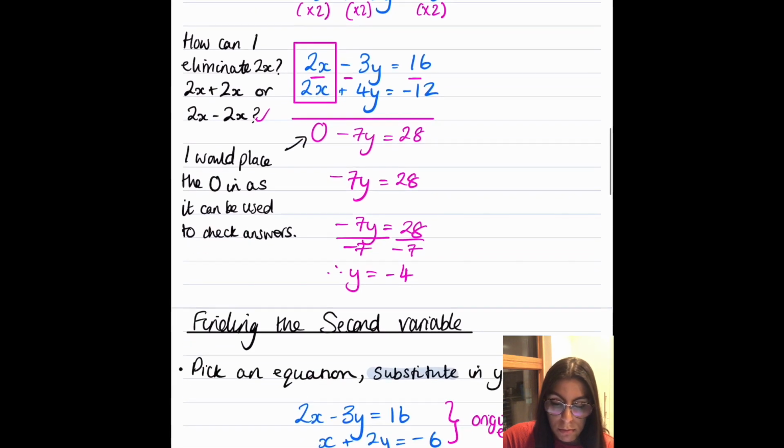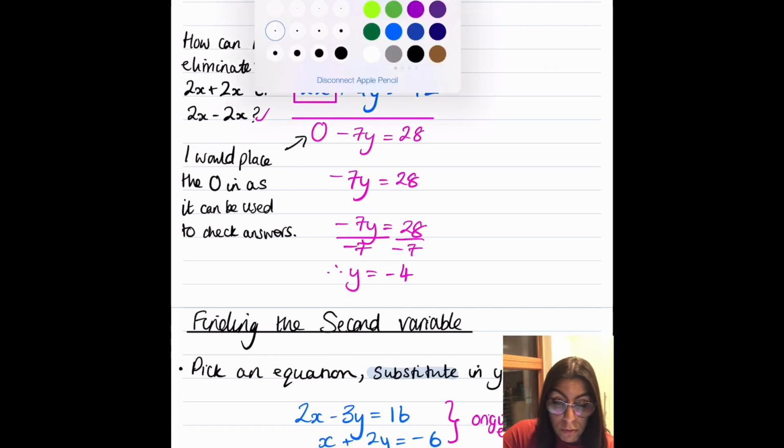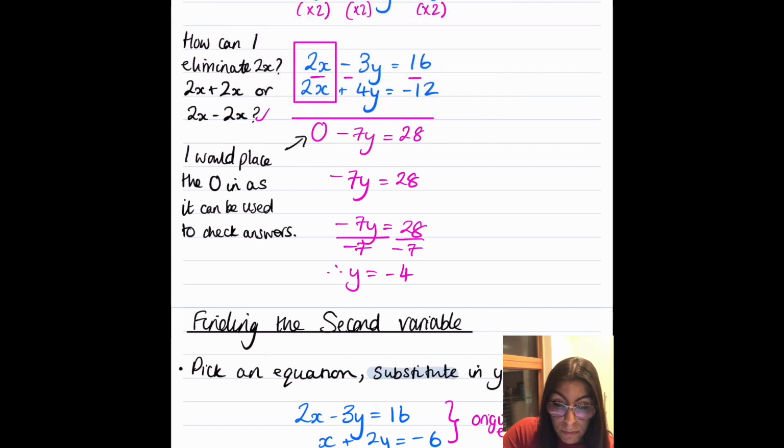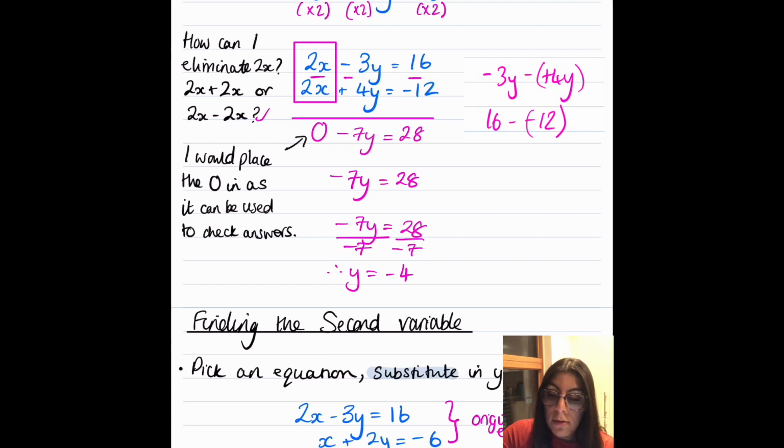In this case, I've just done it the way it's written, so 2x, take away 2x is 0, filled it in, minus 3y minus positive 4y. That might be something that you might be encouraged to write out. So you might want to write out minus 3y minus positive 4y, just so that you can see what signs you have, so you can deal with the negative signs. It leaves me with negative 7y. And then 16 minus negative 12, again, may well be something that you might want to write out, just to make sure that you get the correct signs and you do the correct sum in the end. So I should be left with negative 7y equals 28.